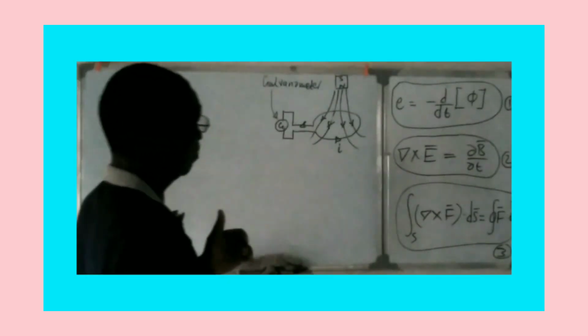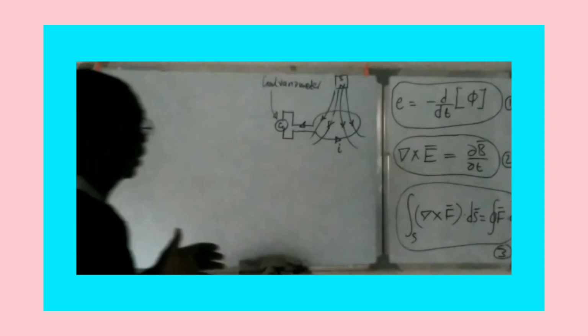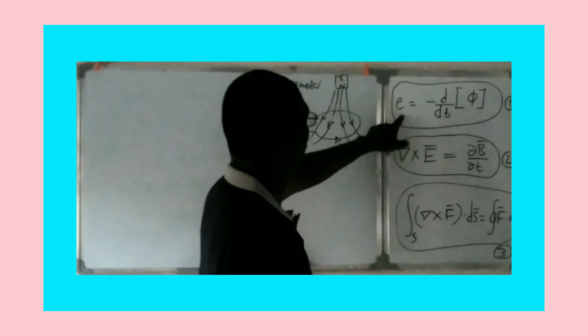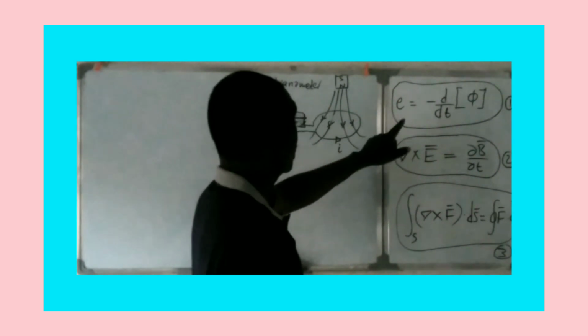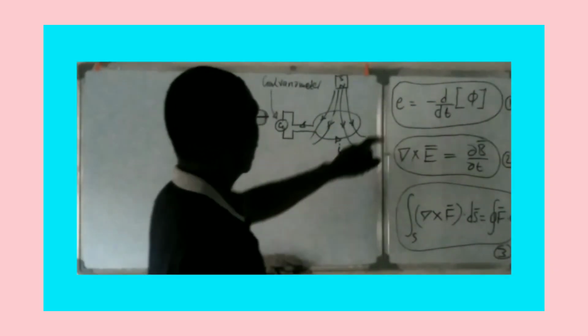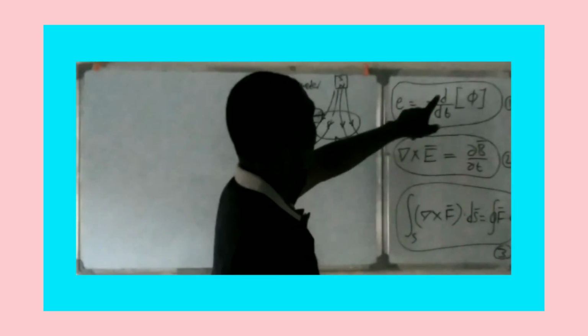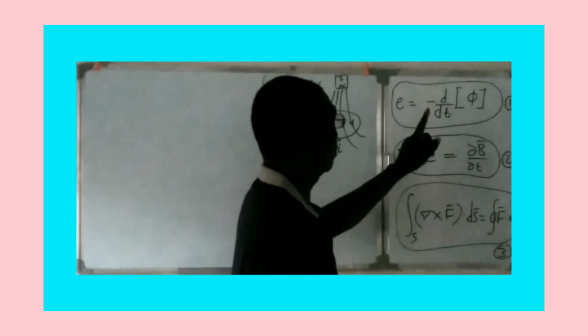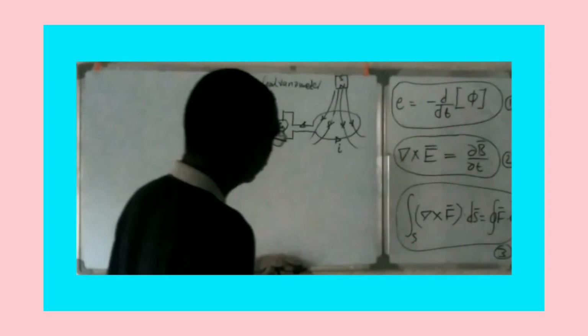I'll explain that in a minute. But basically, what it is saying is that the induced EMF or electromotive force in a conductor is equal to minus the rate of change of magnetic flux with respect to time, or E is equal to minus d dt of phi, where phi is the magnetic flux.